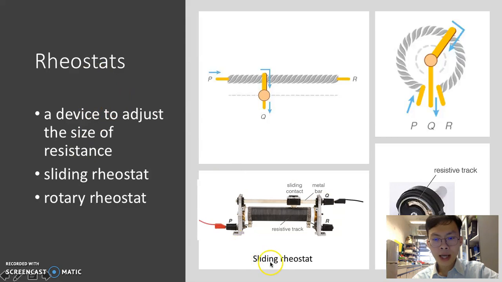And how do we use the sliding rheostat? You can see the sliding contact here can be adjusted in length. Let's take a look with my cursor here. When the current passes through Q, it will pass through the sliding contact, then go to the resistive track, and then go back to P. So normally we connect the rheostat at P and also Q. This is similar to the rotary rheostat, where we can rotate the button so as to adjust the length in the rheostat to change the resistance, and also help to change the current.